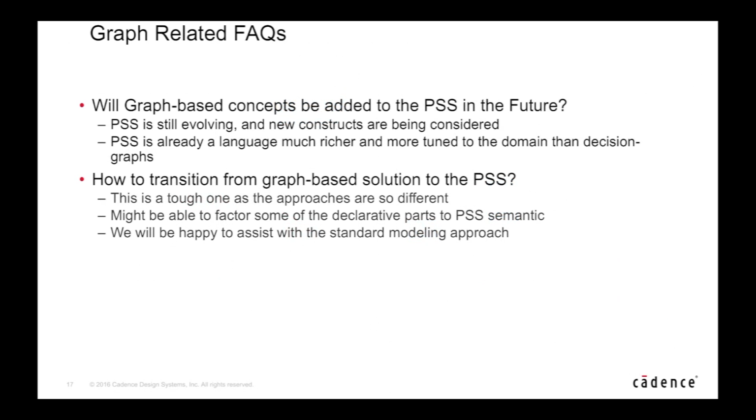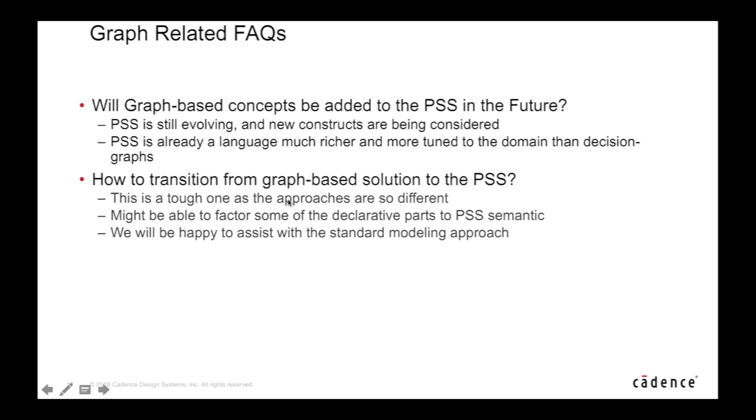Okay, a few FAQs about that. Will graph-based concepts be added to the PSS in the future? Of course, PSS is evolving, new constraints are being considered, but if you look at the two approaches, they're totally different approaches, and in a way you can look at PSS and say it's a superset of what decision logical models can do. Inside the activity, you can put select and you can put sequencing, but again, if you want to get more automation, more value, more portability, and of course more standard, you'll probably want to use the PSS approach, which is a superset of what you can express in a decision graph.